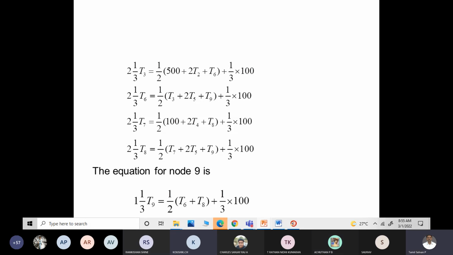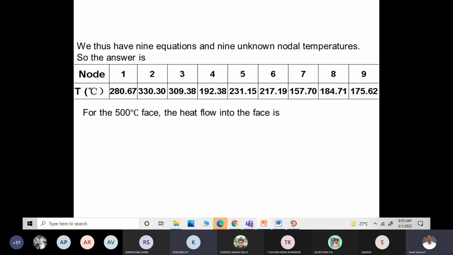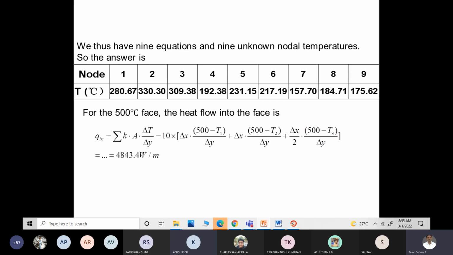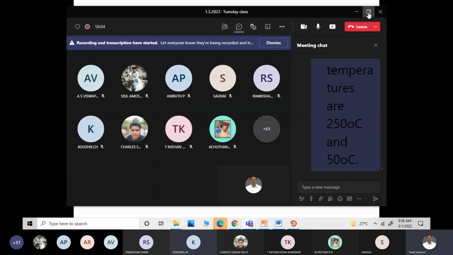Shall I give you one assignment like this? Write the equations, and with the help of computers, if you have any software, can you find the temperatures by means of iteration, like 280, 330, 309, 192, 175? Or at least shall you be in a position to write the equations? All of you? Anyway, I will discuss this again in the next class also. With this, I stop for the day.